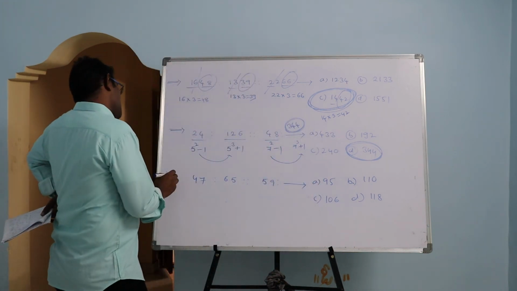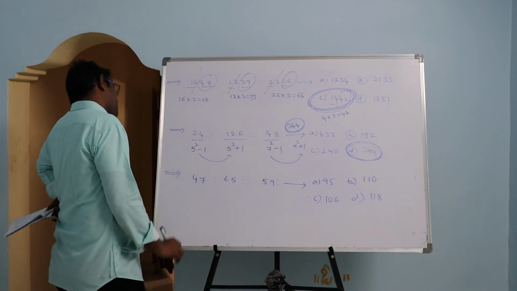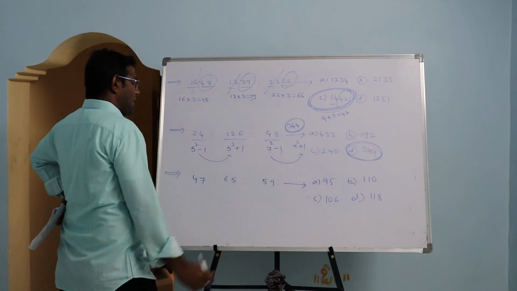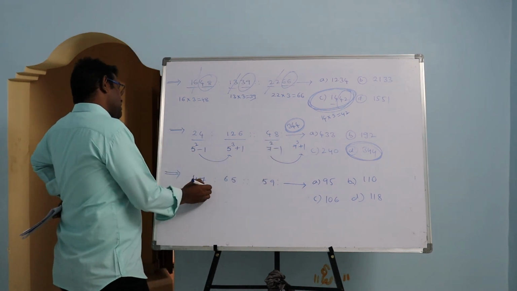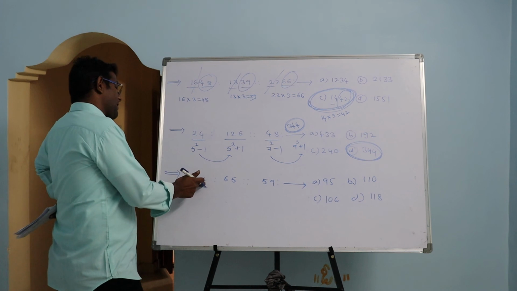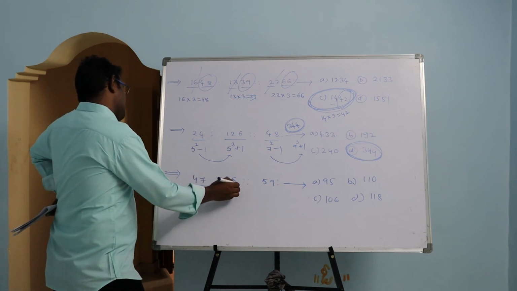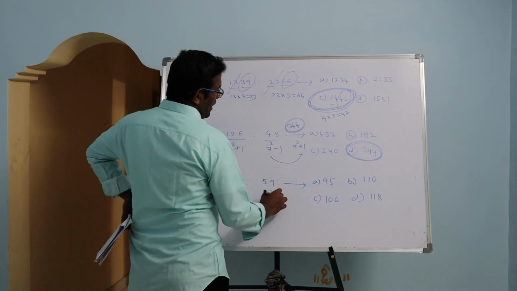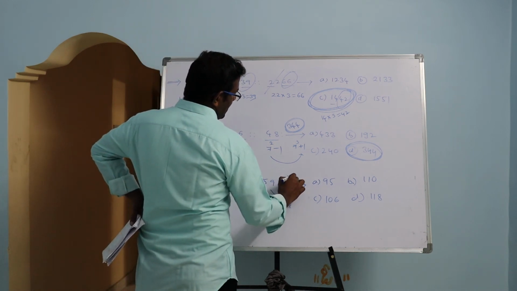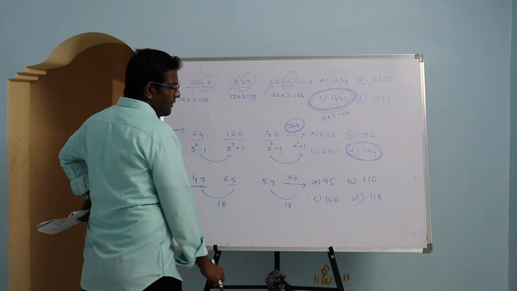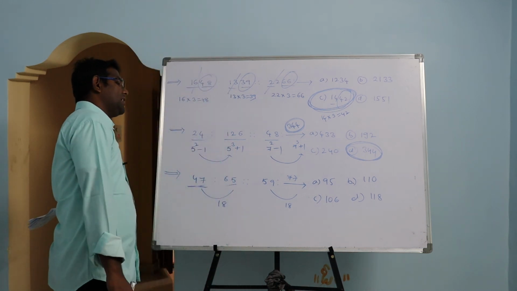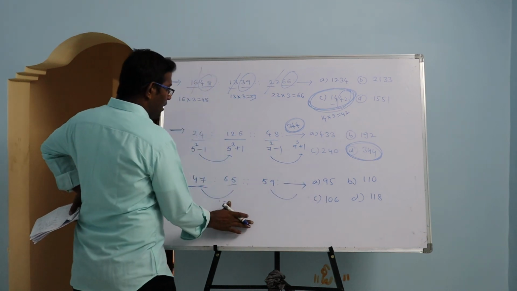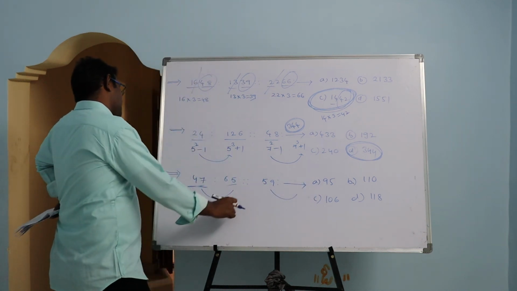Next one, you can observe now. 47 is to 65 as 59 is to dash. Is there any relation between 47 and 65? Increasing by 18. In the same way increasing by 18, your answer goes to 77. Is it there in the options? There is no 77. Then what do we do? Nothing.